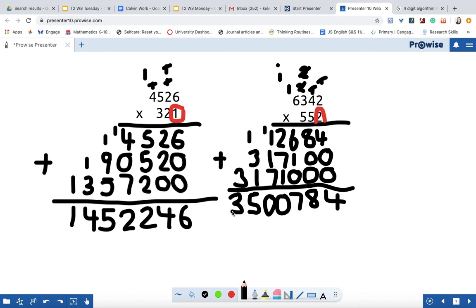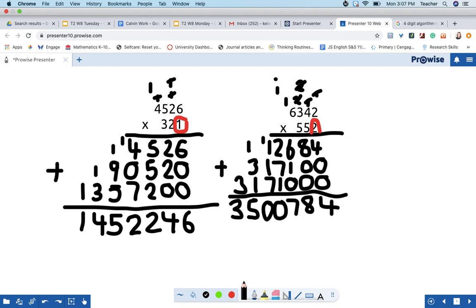So that is how we multiply using hundreds, tens and ones. And now you're going to give it a try with the examples on the slideshow.